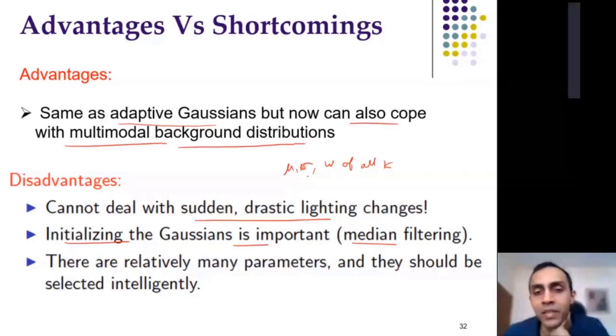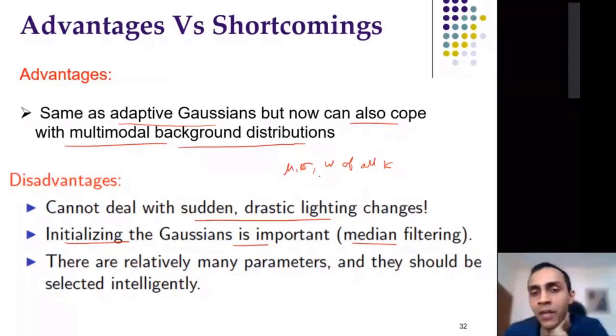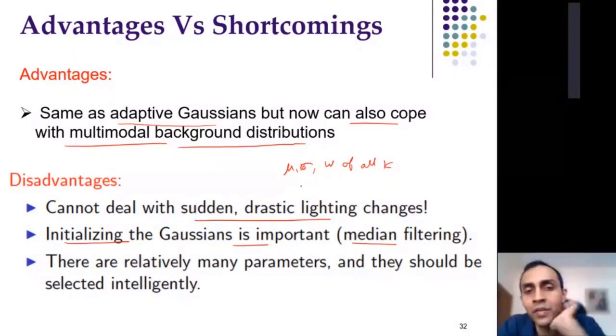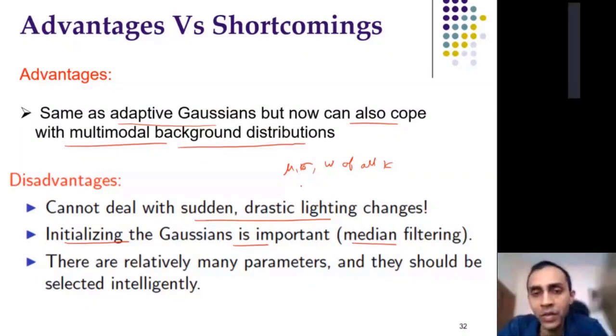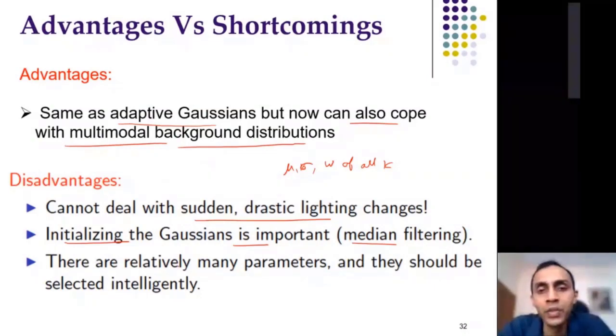And again, there is alpha. There are other parameters, alpha, t, and all that. So there are many parameters, and they all have to be selected judiciously. Otherwise, it may end up giving bad output. So these are some problems.